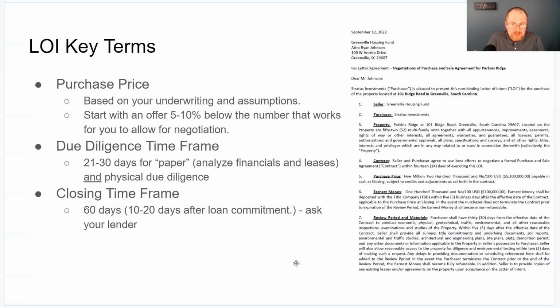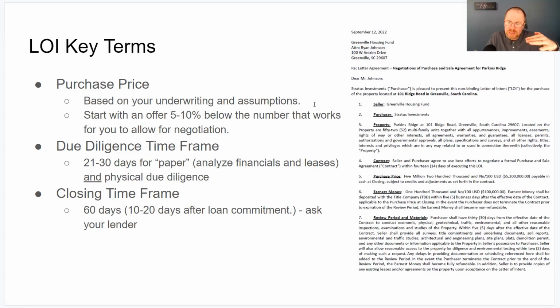So the LOI, as I mentioned, the key terms. Purchase price, obviously the number one element that you want to address there. I think a couple of weeks ago, we went through the general steps for underwriting and making some assumptions. So the purchase price is going to be the result of your underwriting and making some assumptions on repairs and renovations, for instance, analyzing the rents, etc. That's what you're going to get.